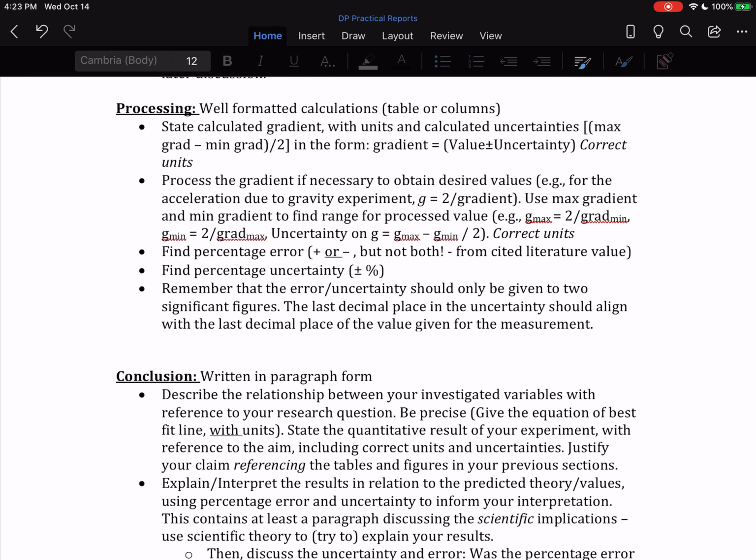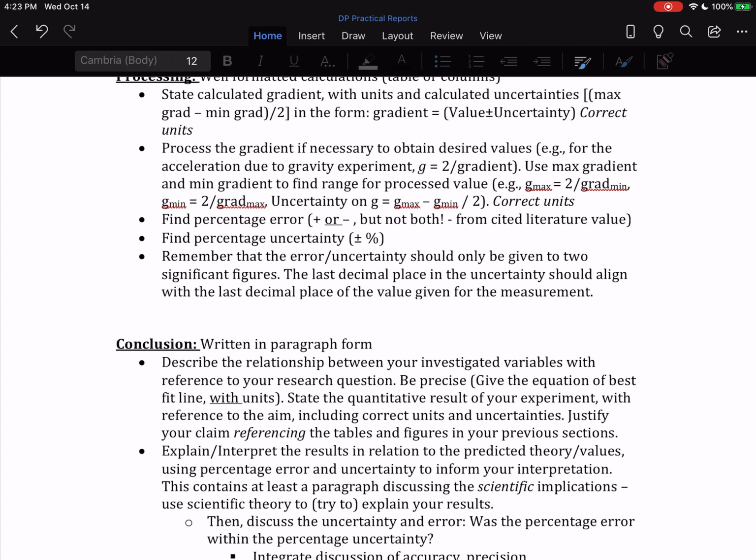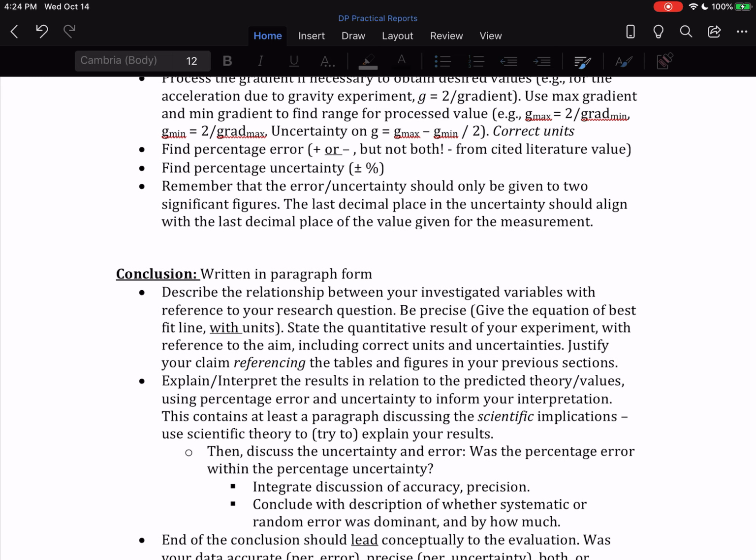Then process the gradient if necessary to obtain the desired values. So for example, for the acceleration due to gravity experiment, g is equal to 2 divided by the gradient. And then you can use the maximum and minimum gradients to find the range for the processed value. So the maximum value of g is 2 over the minimum gradient and vice versa. The uncertainty is then the maximum value of g minus the minimum value of g divided by 2. Notice there should probably be parentheses in this, but c'est la vie.